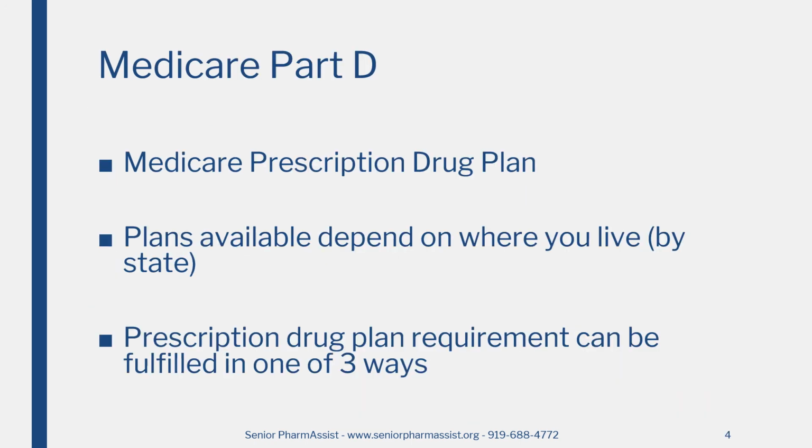Medicare Part D is also referred to as a Medicare prescription drug plan. There are many plans available, and the specific plans depend on the state in which you live. For example, this year there are 28 different Part D plans available in North Carolina. The requirement to have a prescription drug plan can be met in one of three ways.